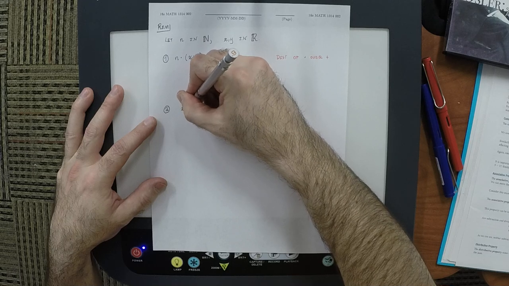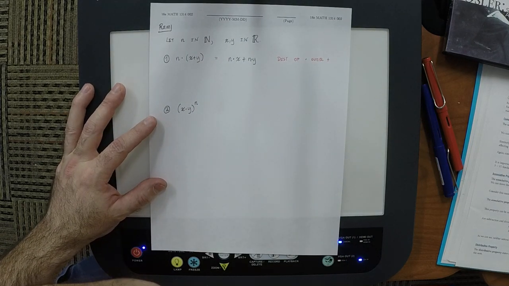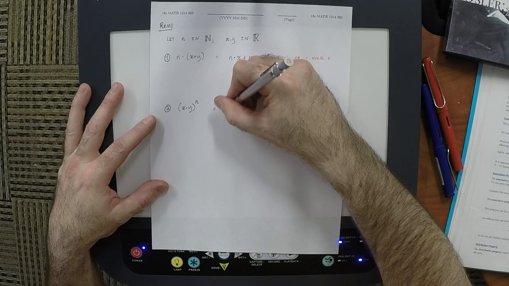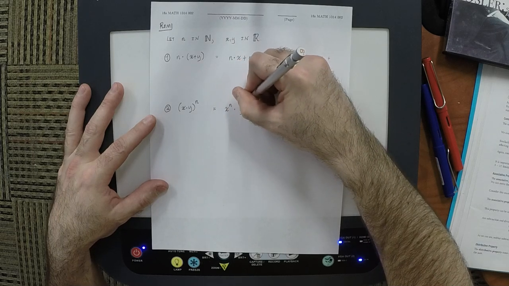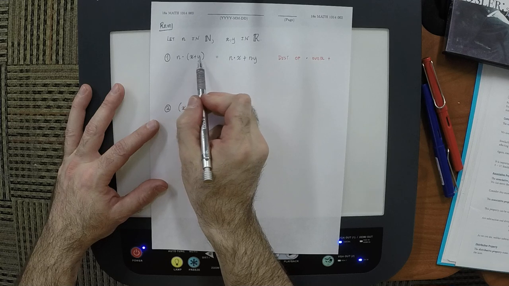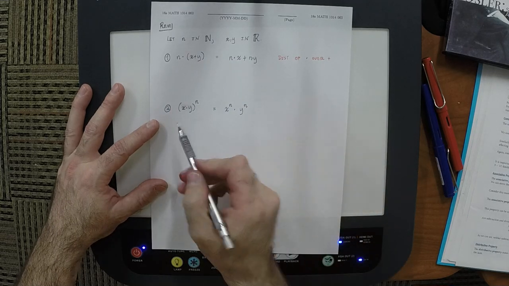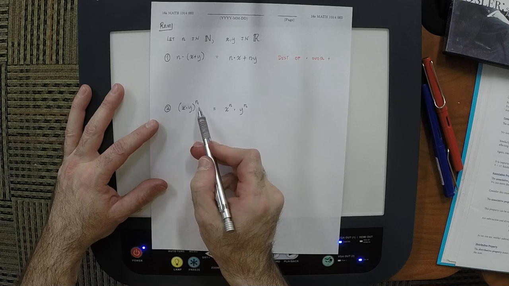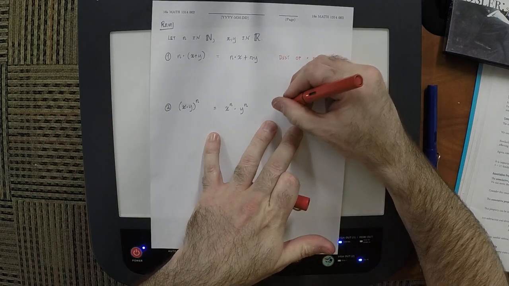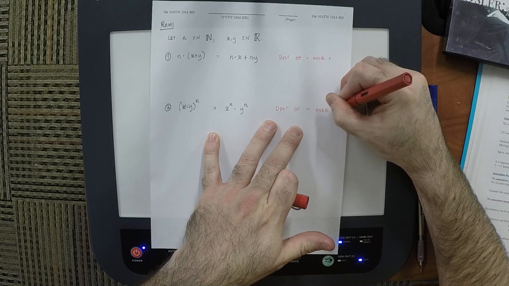How about this one? x multiplied by y to exponent n. What should this be? This will be x to exponent n multiplied by y to exponent n. This is, again, a distribution, because just like before, we've got this n outside of the group, and here's the group inside. x, you get an n, y, you get an n. So this is distribution of caret over dot.